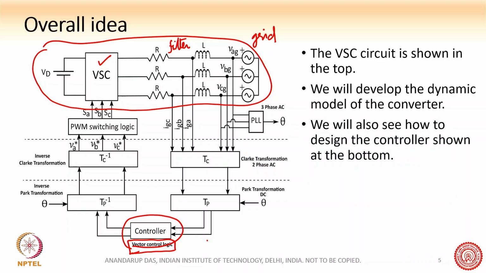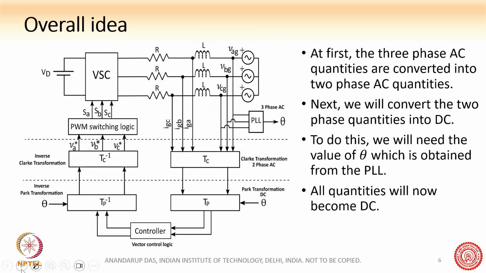So in order to do that, apart from that, in this lecture we will develop the dynamic model of the converter. The plant, as I told you, is the VSC connected to the grid with an RL filter, and so we have to develop the dynamic model of this plant. After we have developed that, we will see how to design the controller, and how to tune its parameters, in this lecture.